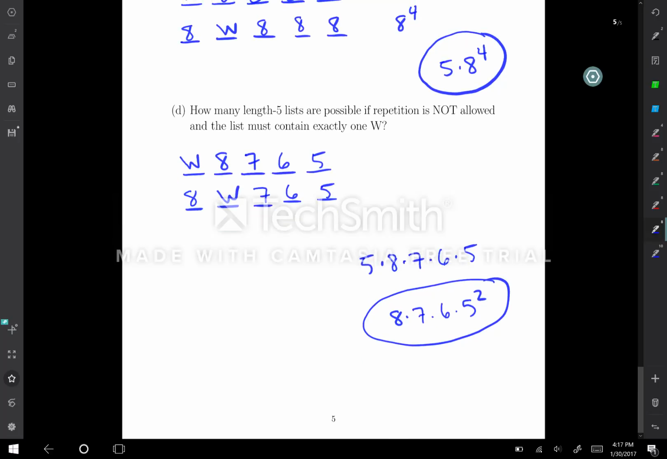Now that you know about lists and counting how many different lists we might have of different lengths, you can solve a large number of problems.